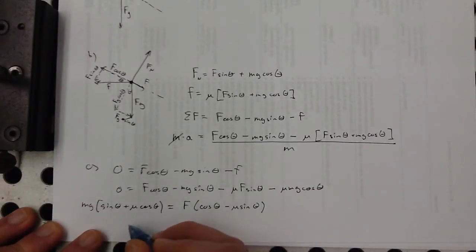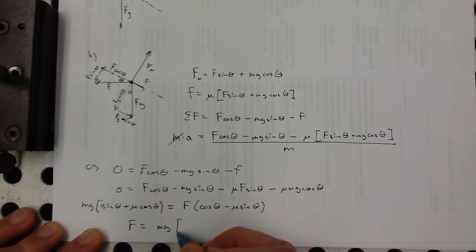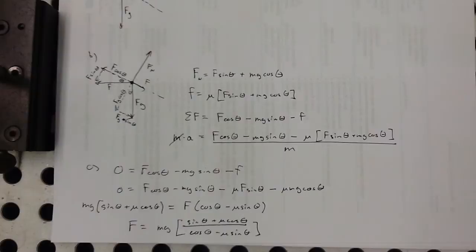And so F would have to be equal to mg times sine theta plus mu cosine theta over cosine theta minus mu sine theta. Right. And then they want to know what relationship must theta and mu satisfy in order for the solution to be physically meaningful. Well, this couldn't be negative, right?